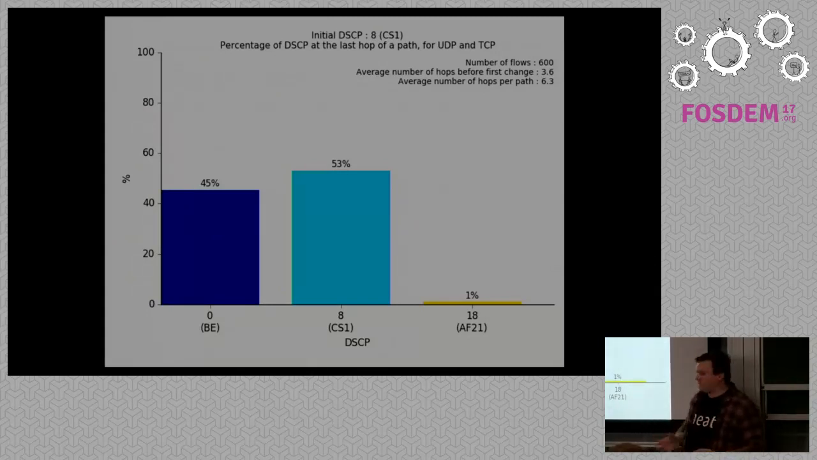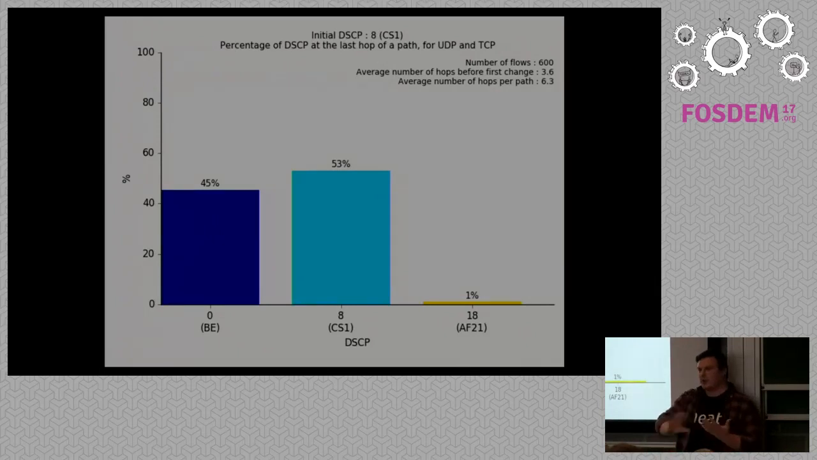This is what is being suggested right now by the IETF to use for scavenger traffic, so you can use this as background. And we see 53% of it gets through, but we see 45% of it is marked to BE. Now, for most QoS classes, it's actually okay to remark because you reduce priorities, so you're not asking for something implicit. But with this BE remarking, we're getting promoted.